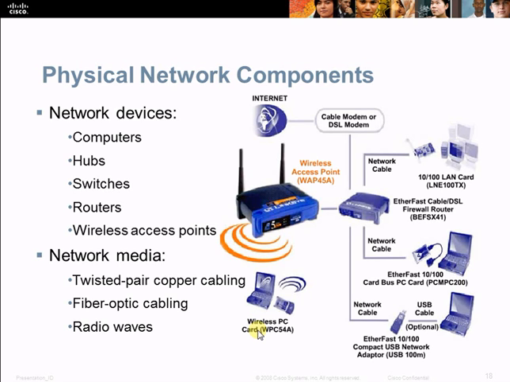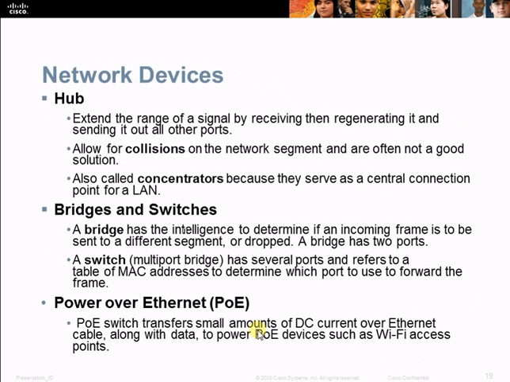So our media, we have twisted pair copper cabling. We have fiber optic cabling, which is becoming an important way to connect our networks, and then radio waves for wireless. Here's some more information on the hubs, bridges, and switches, and power over Ethernet. Remember, the thing about the hub is it can extend the range of the signal and regenerate it. Sometimes they're called extenders or concentrators. And then our bridge can connect two LANs together.